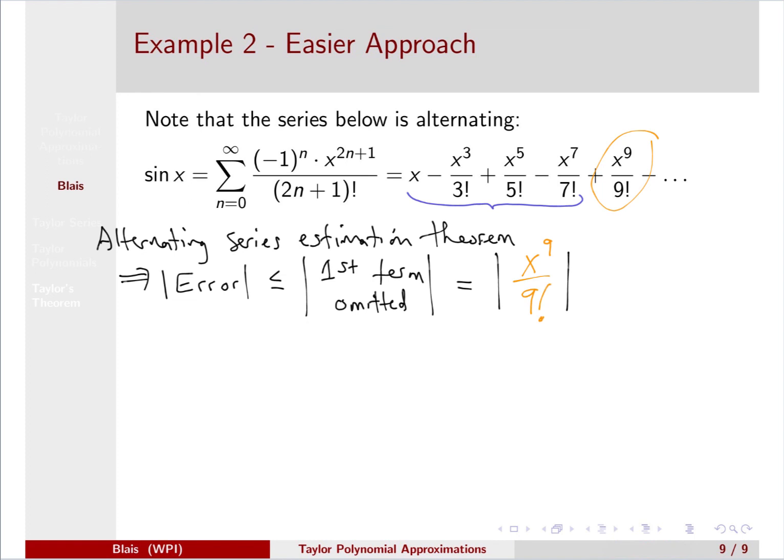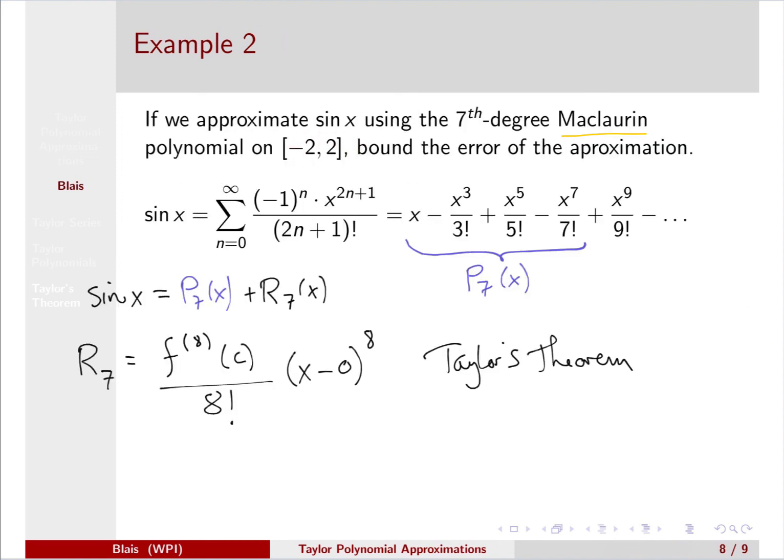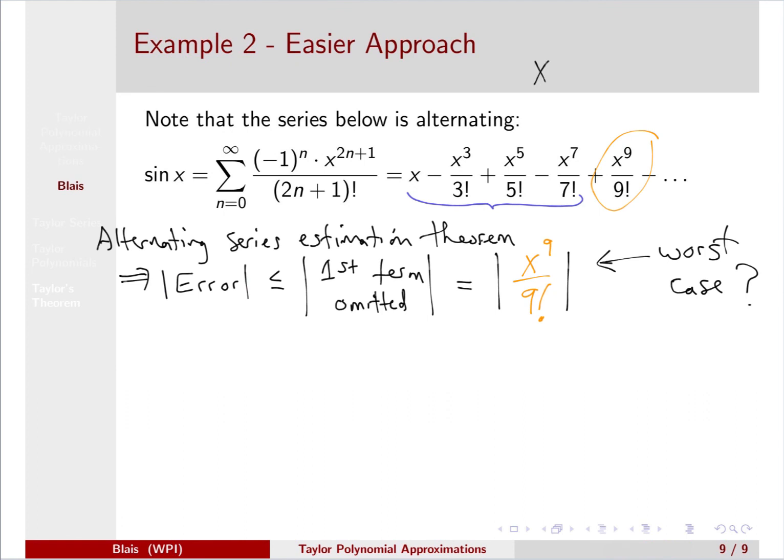So what we can do in this case is say, what's the worst case for this x to the 9th over 9 factorial? In all cases, we have this error being less than or equal to this term. Let's find that worst case. Well, recall, our interval was minus 2, 2. So we're working with x in minus 2, 2.